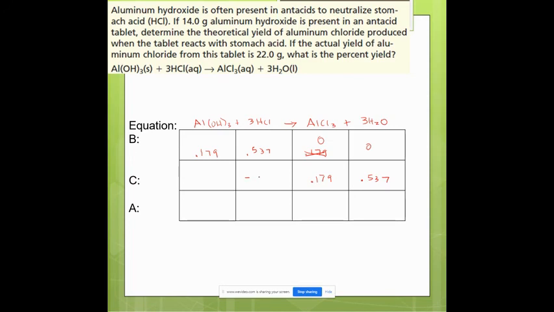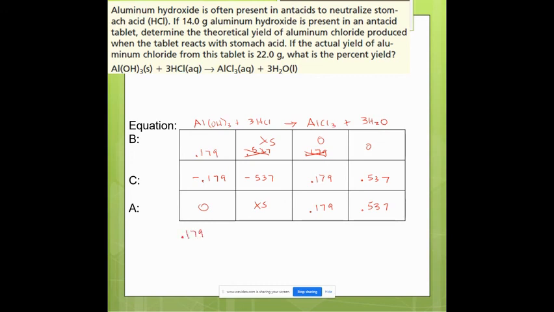We're going to use up 0.537, and this would have actually been excess to begin with. And then down here, we're going to use up 0.179. Here we'll have excess remaining. We won't have any of this left. 0.179 and 0.537. All right, so we're going to take this value and we're going to convert that into grams.